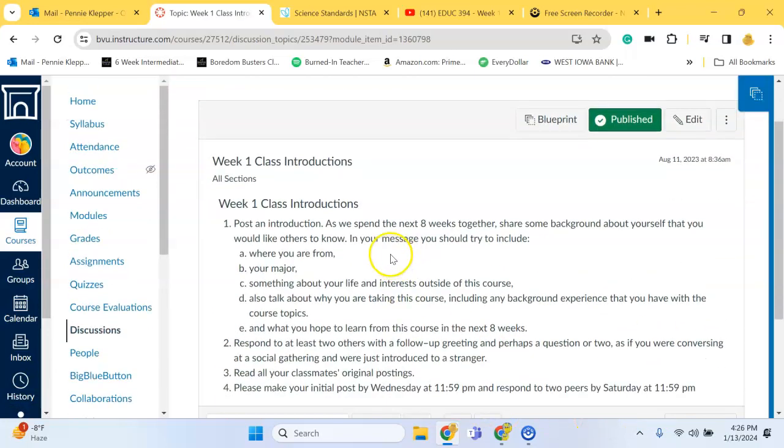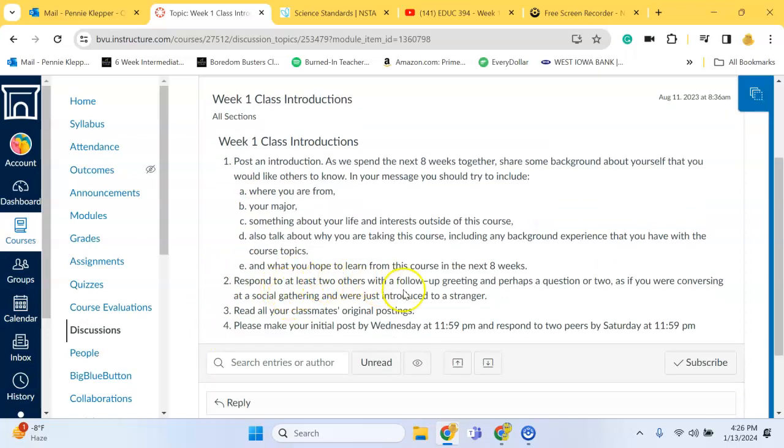This is the week one class introduction. So all you need to do is post an introduction with this information right here. And then please be sure to respond to at least two others to follow up with a greeting, or if you want to reminisce if you've been in a class before or anything like that, or just think of it as if you're meeting at a social gathering. Make sure to read your classmates' original posts. Your initial post needs to be made by Wednesday, and your response to two peers needs to be done by Saturday.